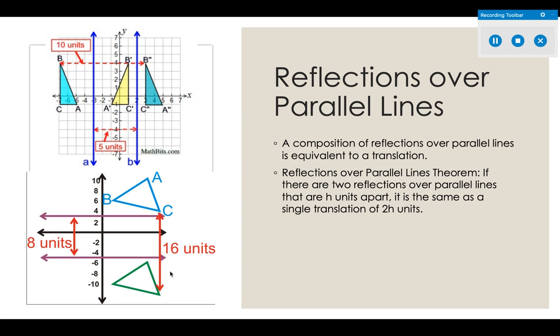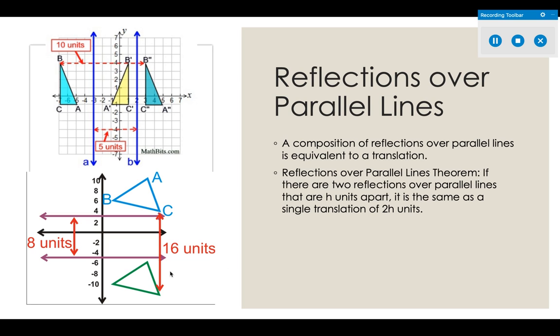Now let's talk about reflection over parallel lines. So here we can see that we have a composition of reflections over parallel lines, and it's equivalent to a translation. So the reflections over parallel lines theorem says that if there are two reflections over parallel lines that are h units apart, it's the same as a single translation of 2h units.